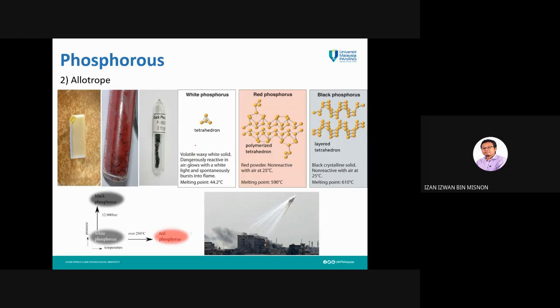Phosphorus has 3 allotropes: white phosphorus, red phosphorus, and black phosphorus. The white phosphorus, this is the typical look of white phosphorus. It is white in condition. The structure of white phosphorus is tetrahedral. So this will be the structure of P4. So if I can redraw it again.